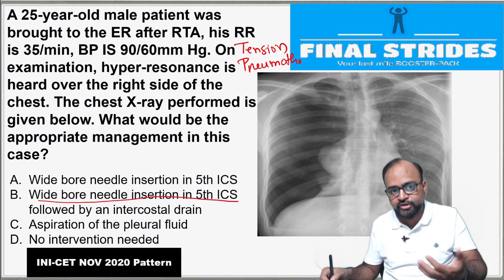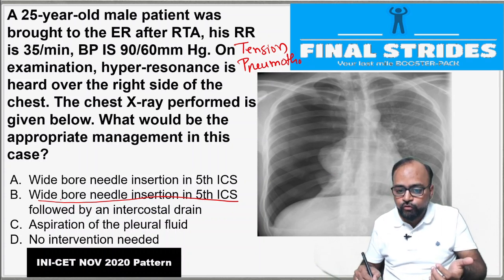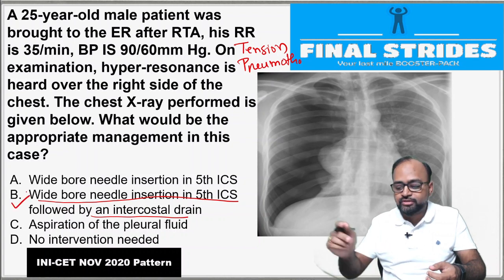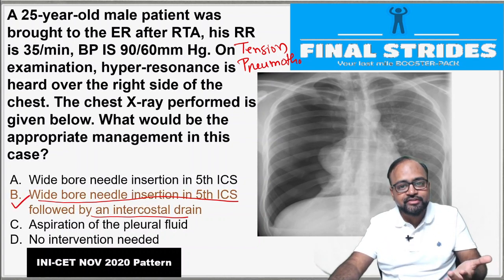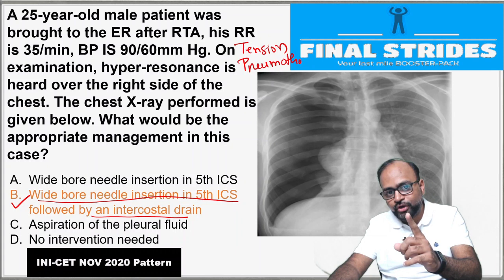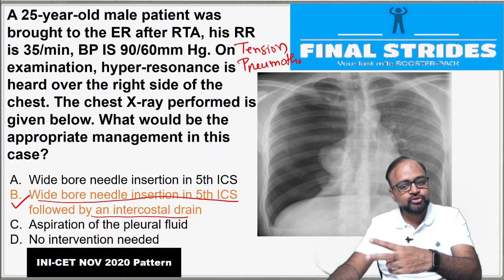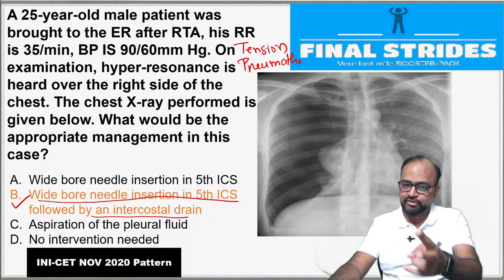This is an adult patient, right? 5th intercostal space, right, in the mid axillary line, followed by an intercostal drain. This is more correct, right? So this is going to be the correct answer here. First step is needle thoracotomy to relieve the tension component. Once you relieve the tension component, the next step is going to be a wide bore intercostal drain insertion.